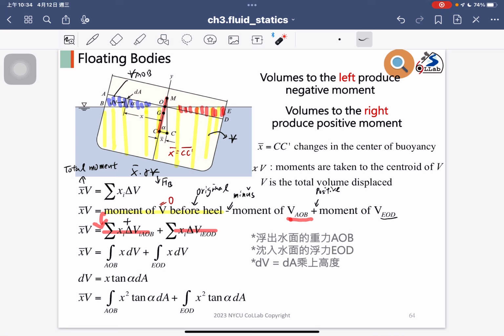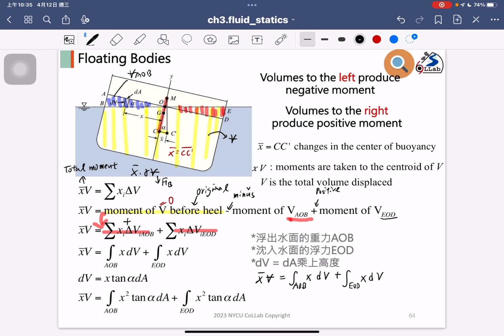So finally we know that the total moment, x bar multiplied by the displaced volume, will equal the integral of AOB x dV plus the integral of EOD x dV. We just integrate all of the volume changes that contribute to the moment. Okay?